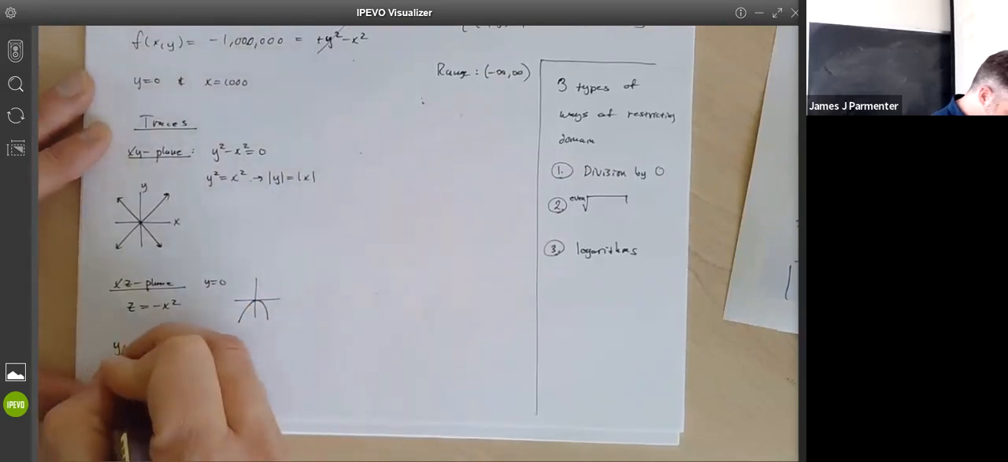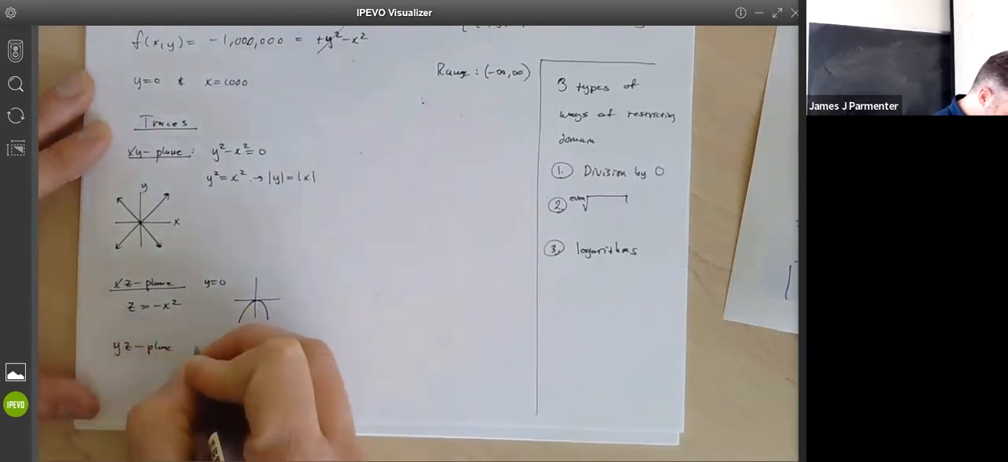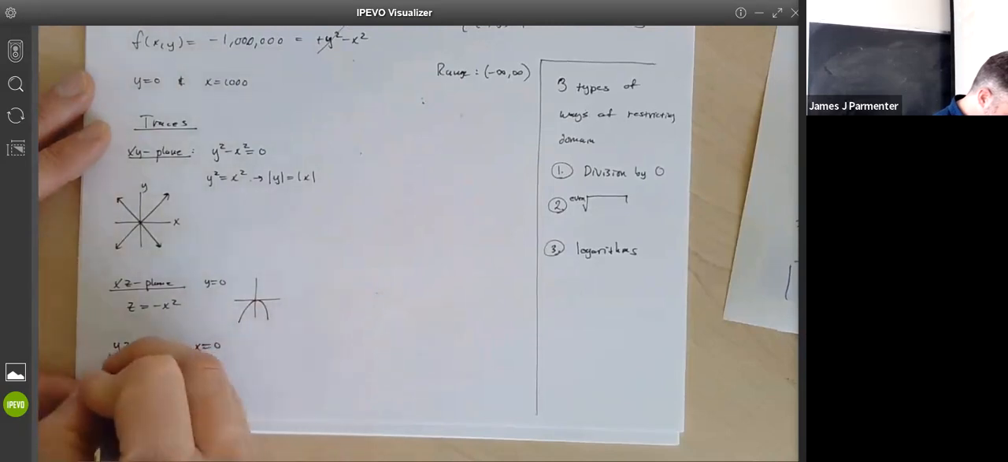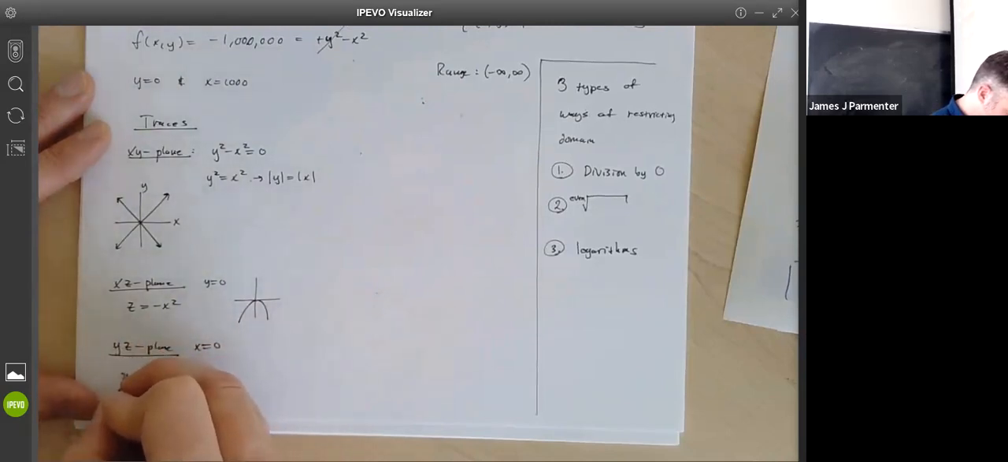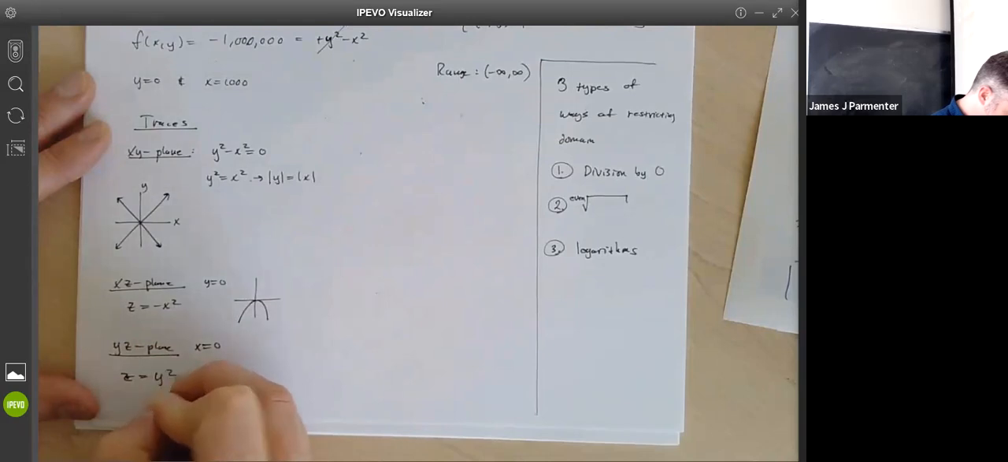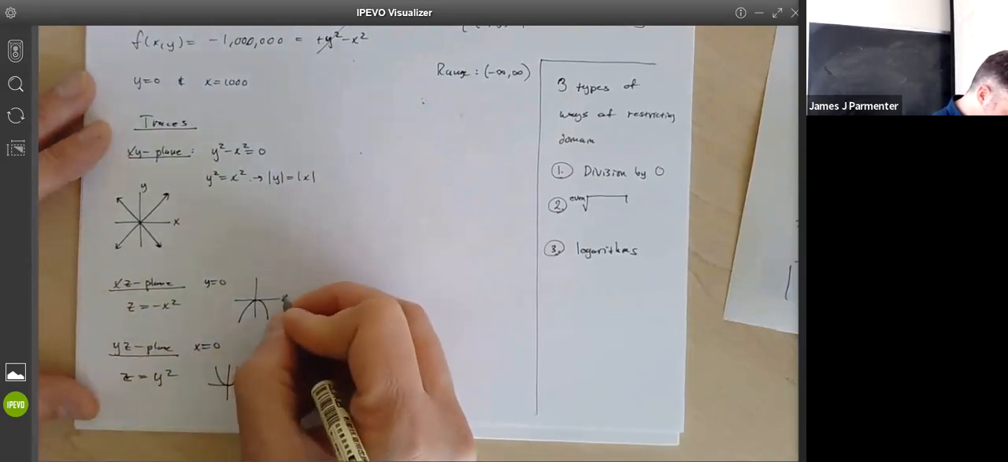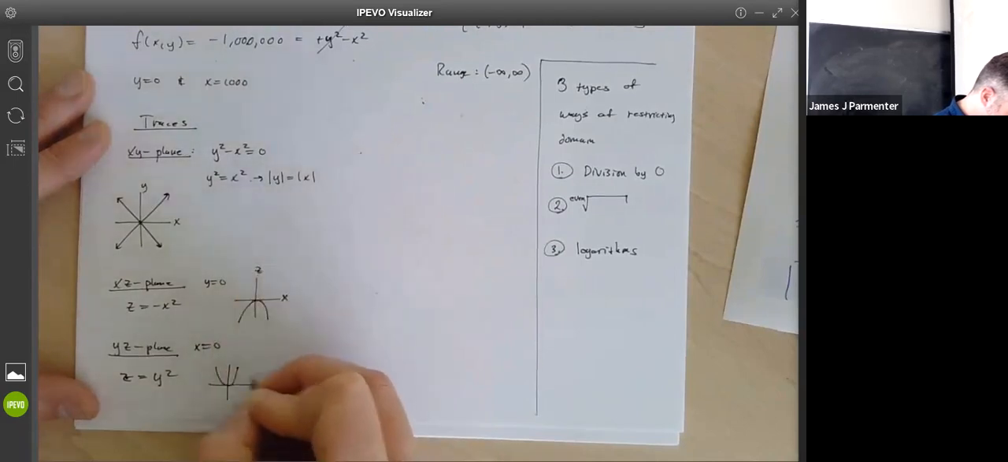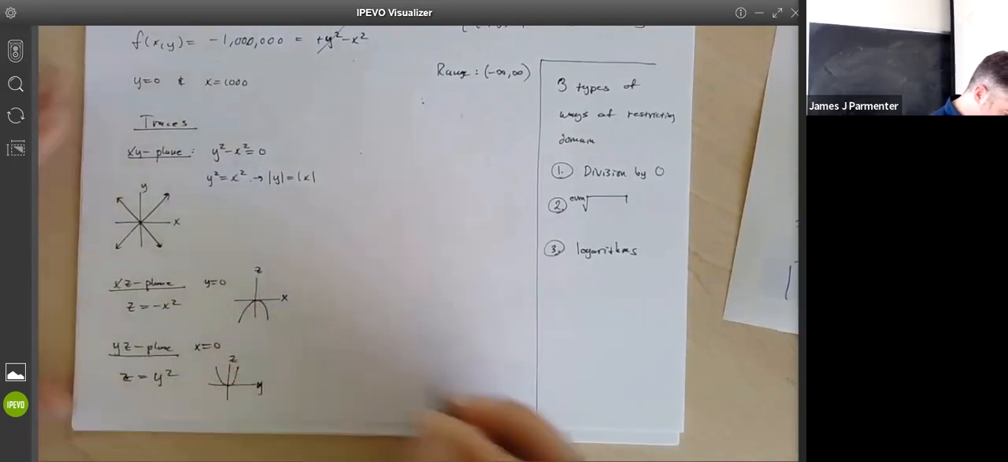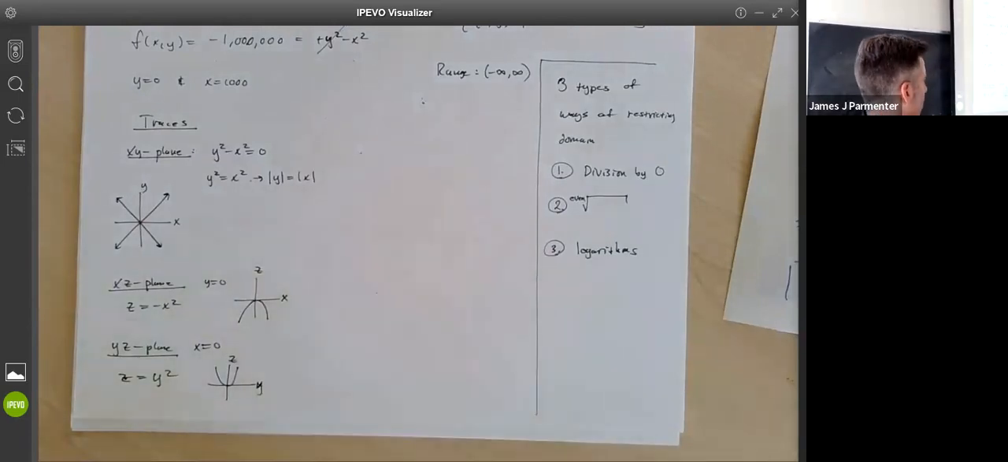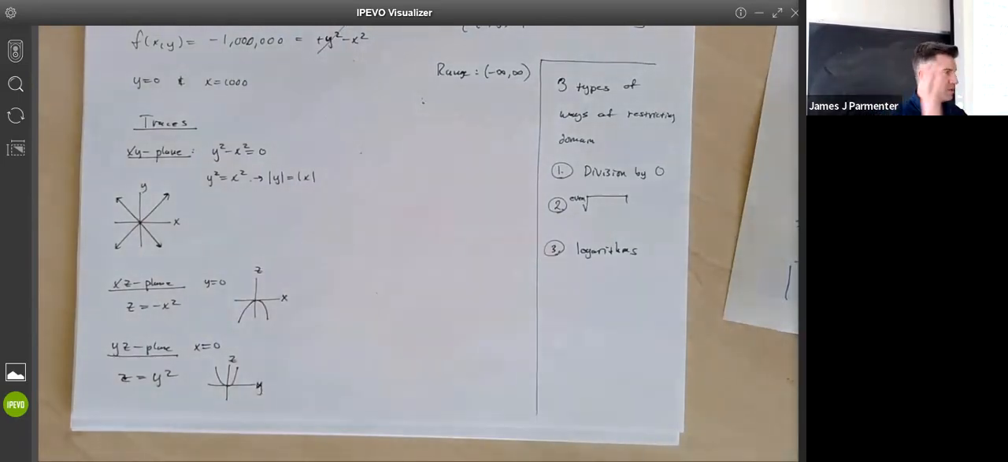And then in the yz plane, we're going to start with x equal to 0, and we're going to be left with z equal to positive y squared. So we're going to get an upward opening parabola. This is x, z, y, z. So really what I'm thinking about doing when I do this is kind of superimposing all these on each other.